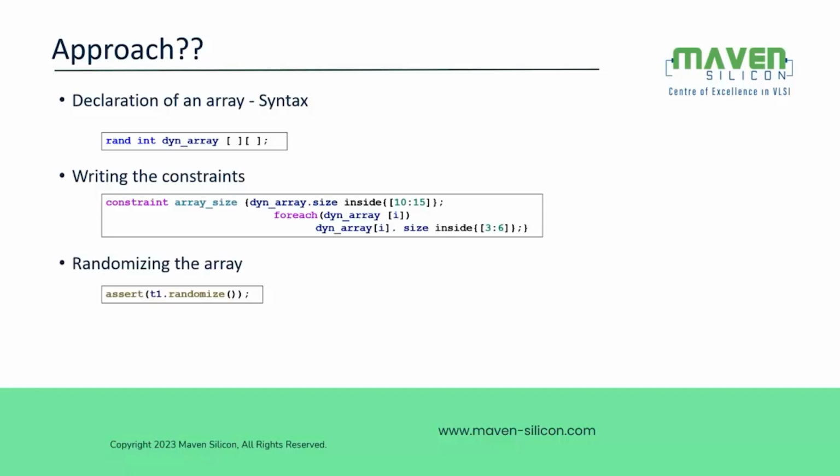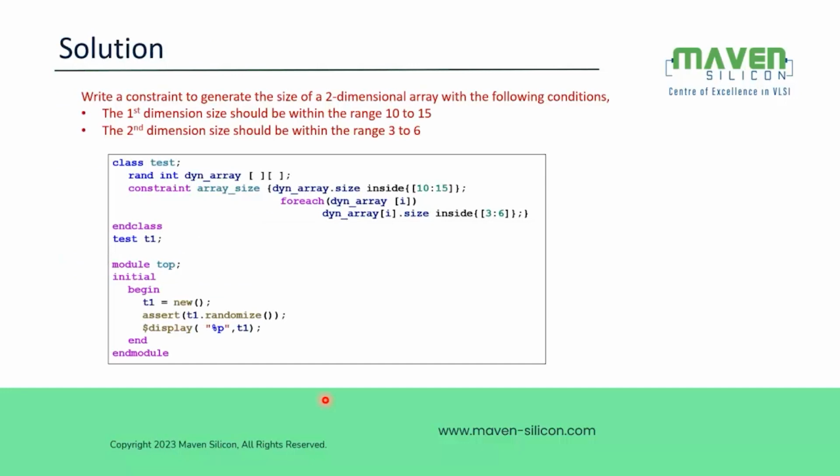And the third point, finally, we need to call the built-in randomize method so that the constraint solver will execute the constraints. Here is the solution for the given constraint question. We have declared a two-dimensional array indicated by 2 empty square brackets and a rand modifier, followed by the constraints. The first dimension is accessed directly by writing dynamic array.size within the range 10 to 15, and the second dimension of the array is accessed using a foreach loop and the size is 3 to 6. Finally, we have called the randomize method with a class handle t1 so that we generate the size randomly as per the requirements. So this is the solution for the given constraint question.